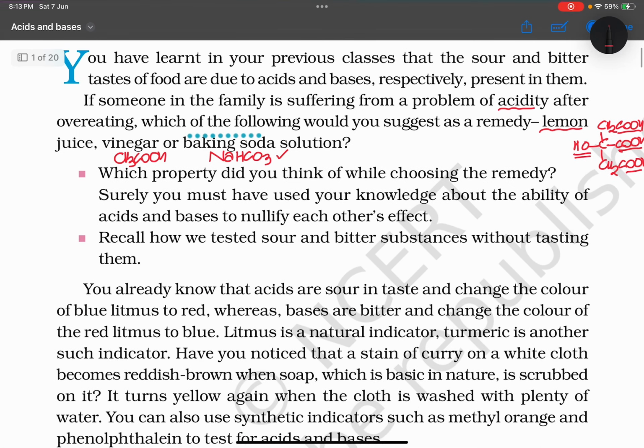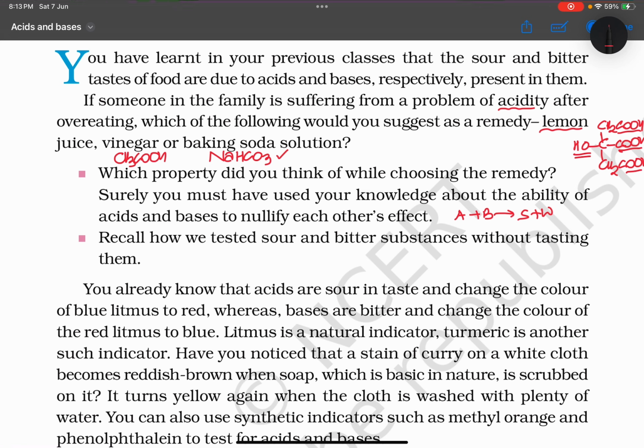Just for your idea. Which property did you think of while choosing the remedy? Surely you must have used your knowledge about the ability of acids and bases to nullify each other's effect. Correct? Acid plus base gives rise to salt and water. This reaction is called neutralization. Acid plus base gives rise to salt plus water.